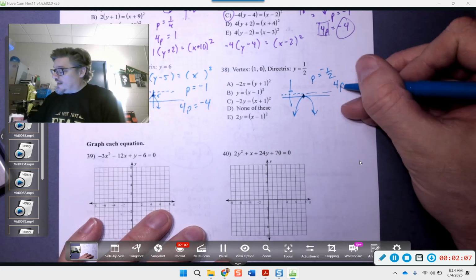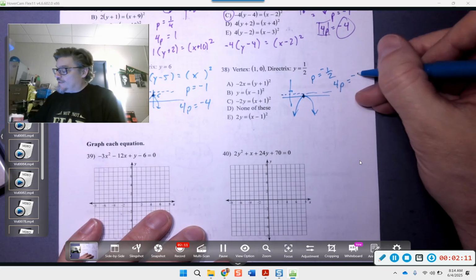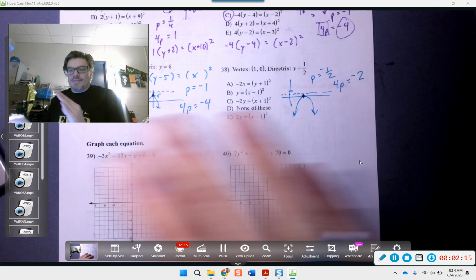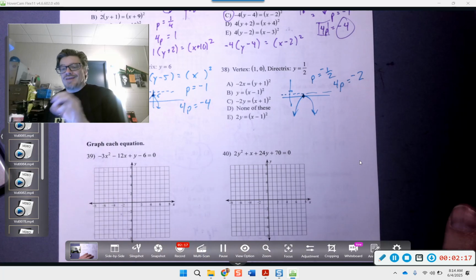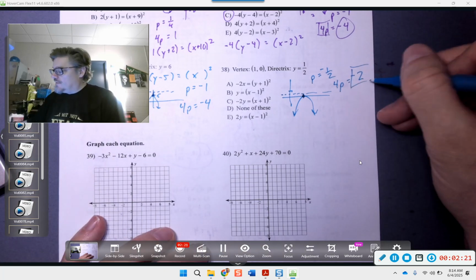And so for p, we're going to multiply both sides by 4. If I did that, I end up with negative 2. So I just multiplied both sides by 4. 4 times 1/2 is 2. Throw on the negative. All right, so here's our value: it's going to be negative 2.